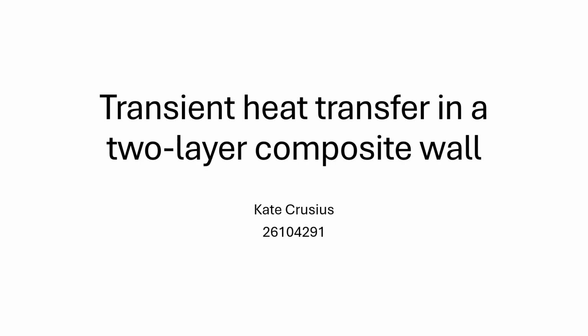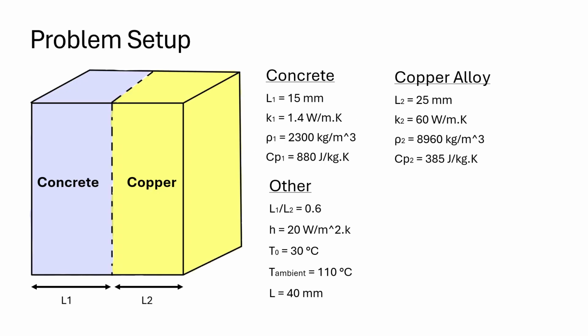Analysis of transient heat transfer in a composite wall with two different layered materials. The wall is made of concrete on the left side and a copper alloy on the right, and the left side is exposed to hot ambient air. Concrete is a weak thermal conductor, while copper is a highly conductive metal. The material properties are described on the slide.